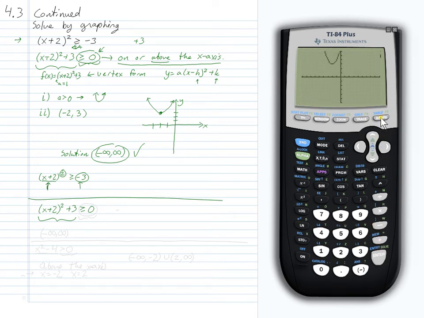So if I go to my y equals screen, type in x plus 2 all squared plus 3, and hit graph, and you'll probably want to use a standard zoom for this problem. We can see that our graph exactly resembles the one that we came up with on paper. And so going to our inequality of interest, greater than or equal to 0, where is the graph on this screen, above or on the x-axis? Well, the whole thing is above, and so that gives us our solution, -infinity to infinity.